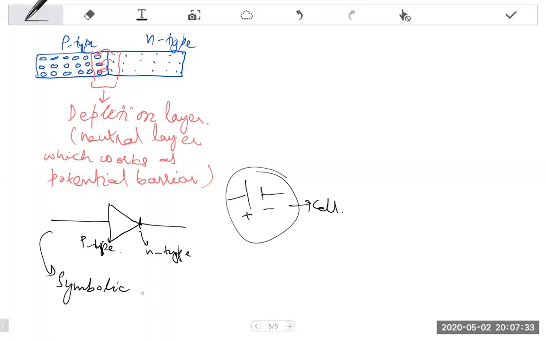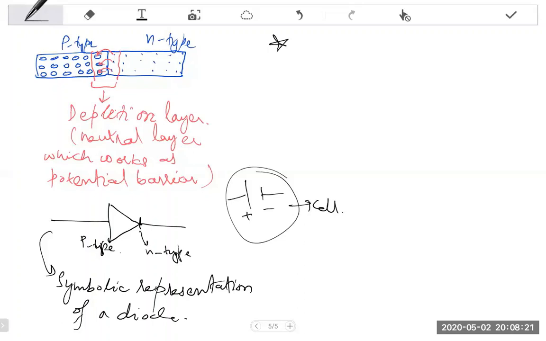Symbolic representation of a diode. Is that clear? Okay. And by the way, what is the significance of a diode? We have already studied in alternating currents, it's for rectification. Half wave rectification: if we connect a single diode, it becomes a half wave rectifier. Otherwise, we need a bridge rectifier for it, a combination of four diodes, used to convert alternating current into direct current.